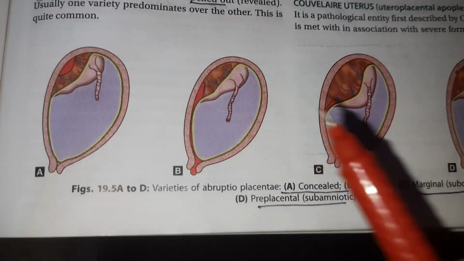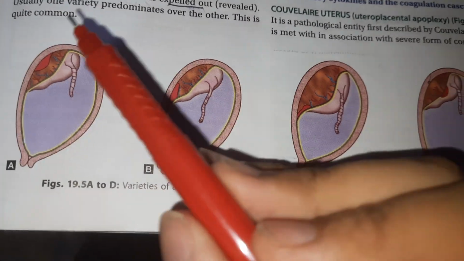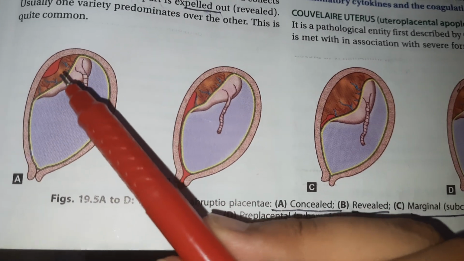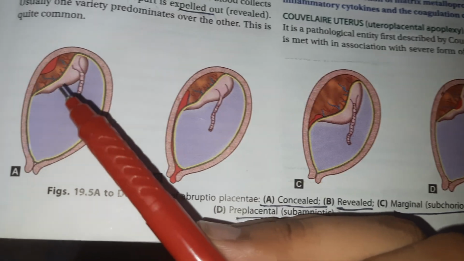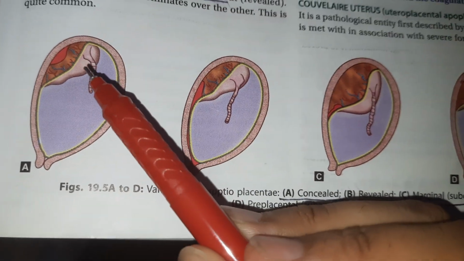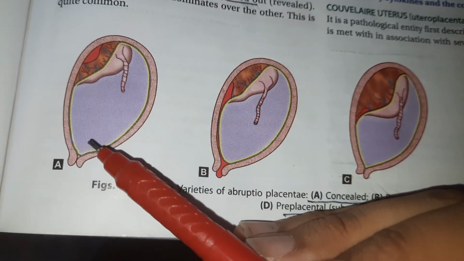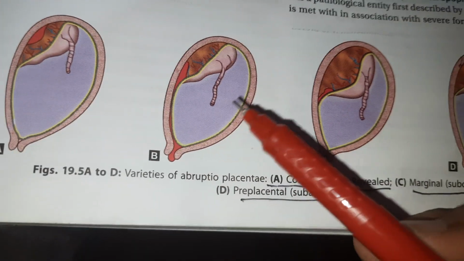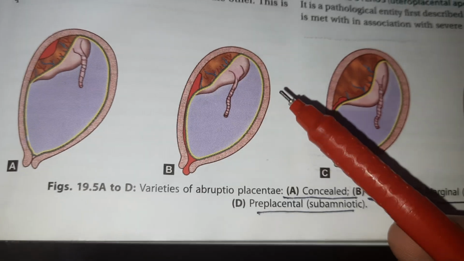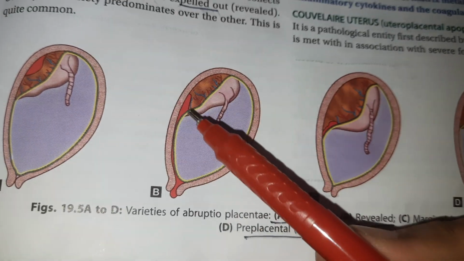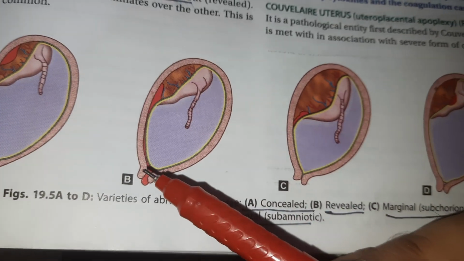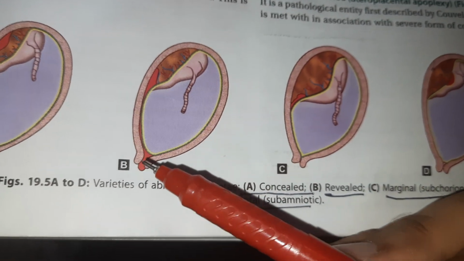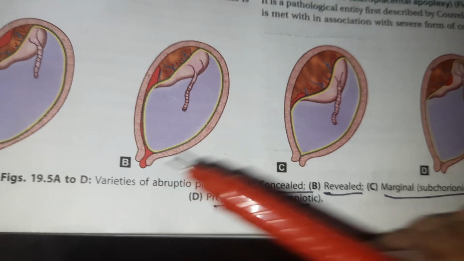So this is a picture showing the concealed and revealed varieties. You can see here, in the concealed variety, the blood is collected behind the placenta, or between membrane and decidua, and the collected blood is prevented from coming out from the cervix by the presenting part of the fetus. And in the revealed variety, following the separation of the placenta, the blood insinuates downward between the membrane and decidua, and finally the blood comes out through the cervical canal.